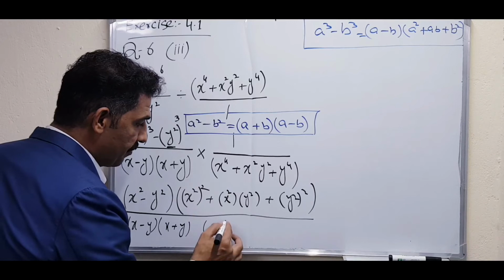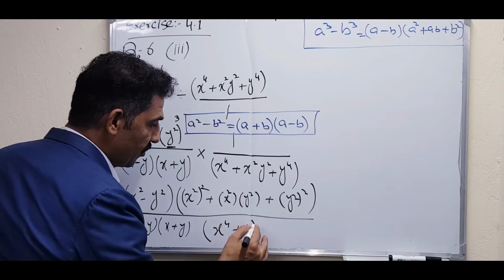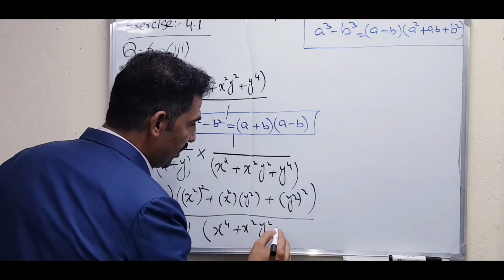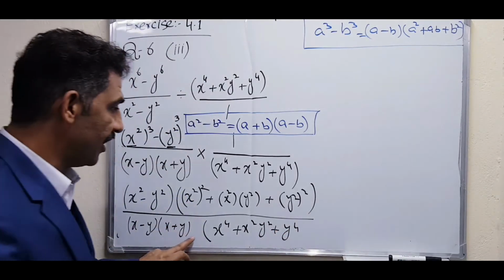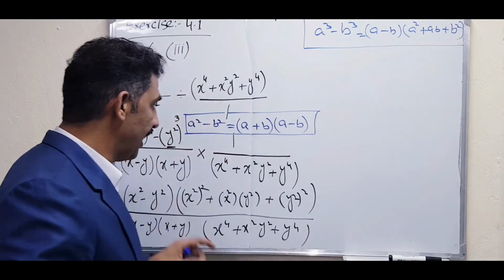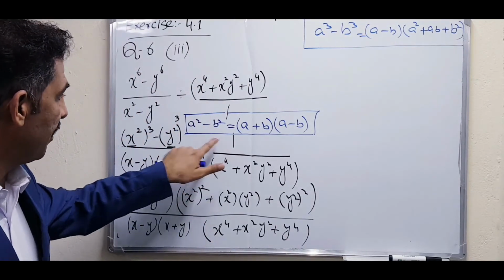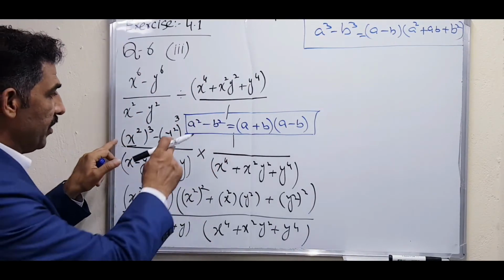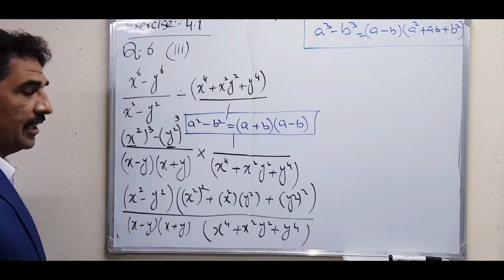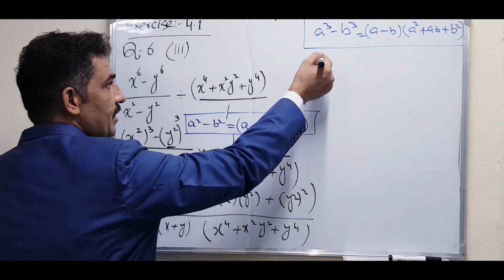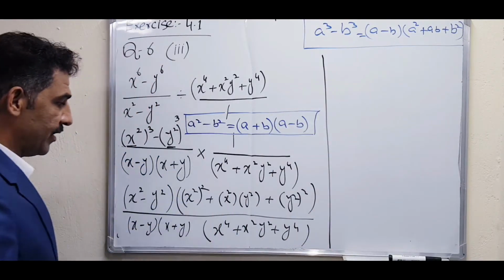So x raised power 4 plus x square y square plus y raised power 4. It's absolutely right. It's not wrong. I will explain that again. Because when you multiply by 1, there is no change. So it will be the same terms we have to write, expanded. In the denominator, we have to combine all the terms. So the next line is our final answer.